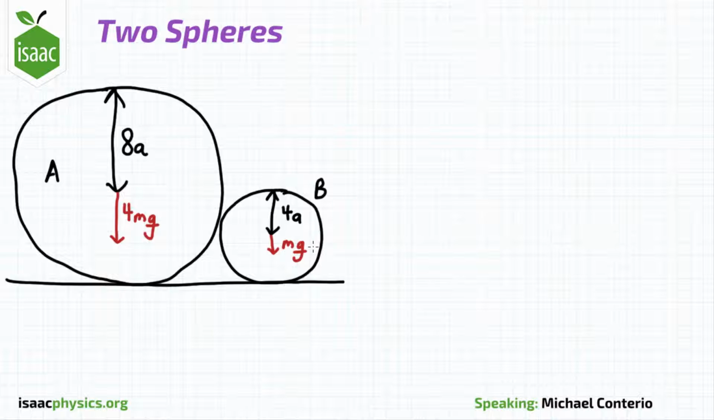We know that they are sitting on a rough surface, so in addition to a normal reaction force, there will also be a frictional force acting at the contact points between the sphere and the surface. For sphere A, I have labelled the frictional force as Fr and the normal reaction force as N. And for sphere B, I've labelled the normal reaction force as R and the frictional force as H.